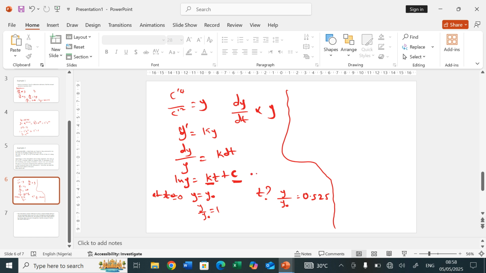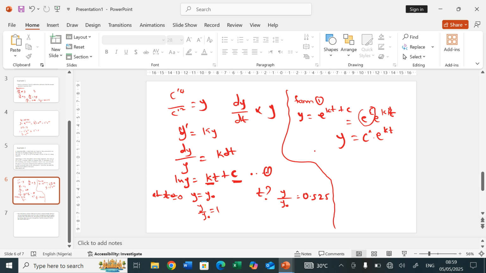So what do we do? We go back to equation 1. From equation 1, our Y equals exponential KT plus C. As I said, we usually simplify this constant further. It can be exponential C times exponential KT. This exponential C is also a constant, so we can call it C prime. Then we have exponential KT.